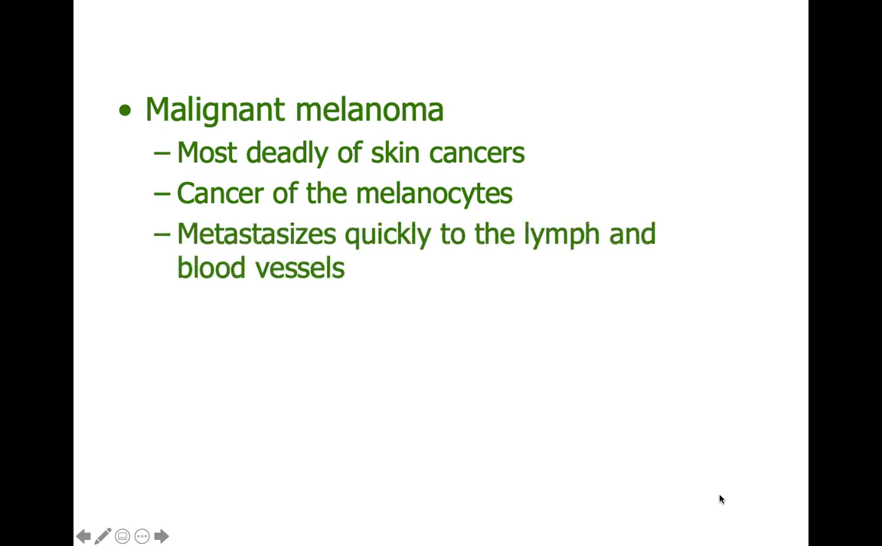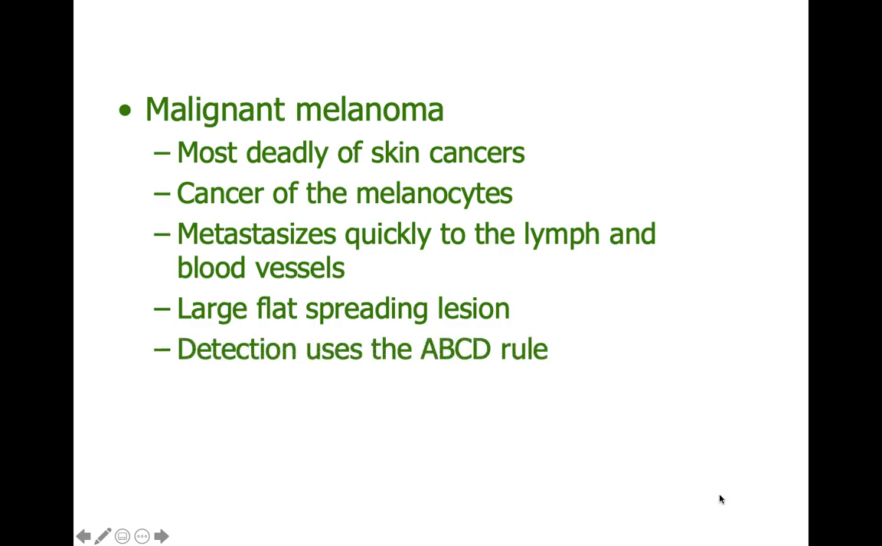It metastasizes quickly to the lymph and blood vessels. This is very, very dangerous because the faster it metastasizes, that means the faster it spreads throughout your body. They are flat, spreading lesions. They are typically pigmented. They have color to them, whereas the others didn't. They were kind of skin tone. A melanoma is going to be pigmented because it is a cancer of those cells that produce the pigment. Typically, we use the ABCD rule to detect whether or not a cancer is a malignant melanoma. We'll talk about what that means in a moment.